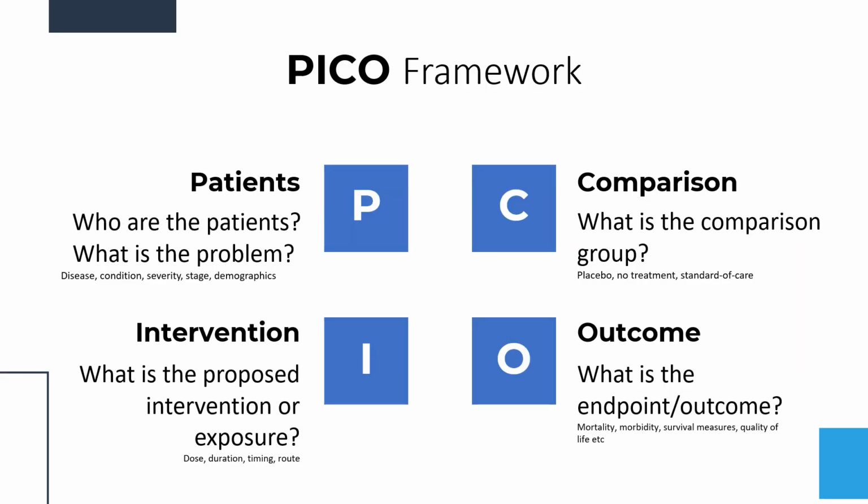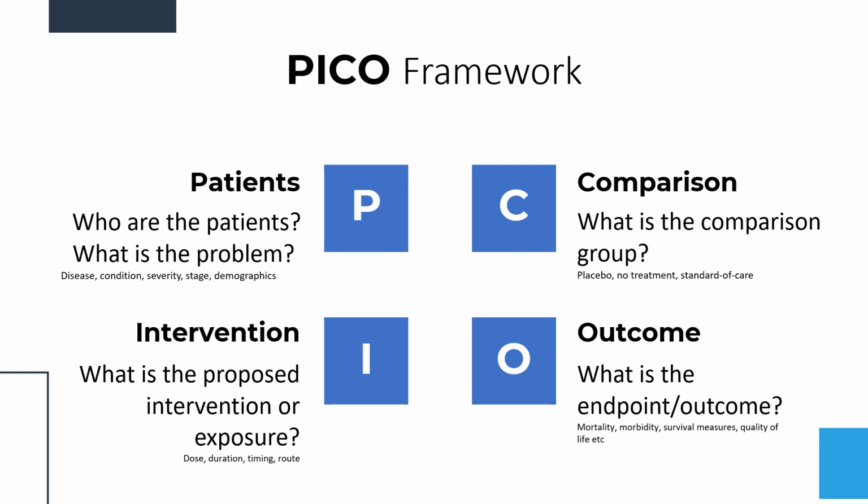So one way to think about designing or formulating a research question is to use the PICO framework. So this means that your research question should have the same structure. So first of all, P, patients. So who are your participants going to be? What is the problem? It might help you to think of this in terms of disease, condition, severity stage, demographics. Be precise about who you want to do the research on.